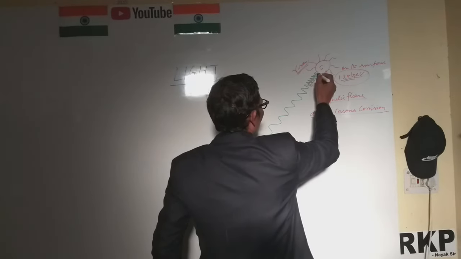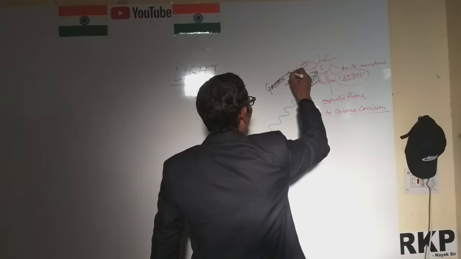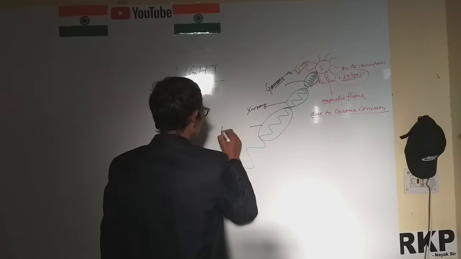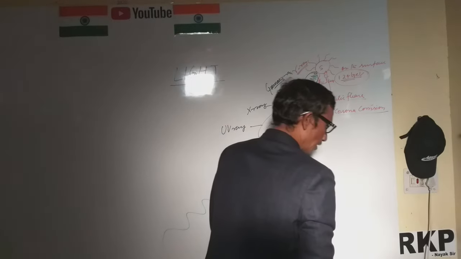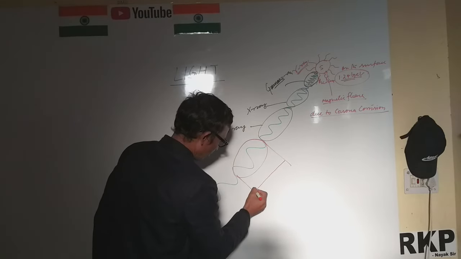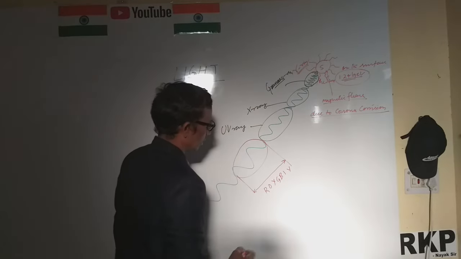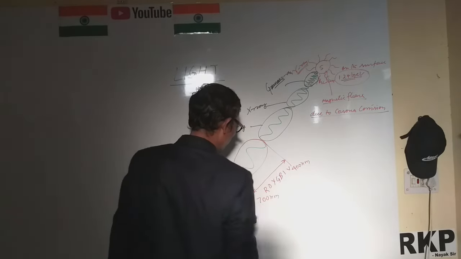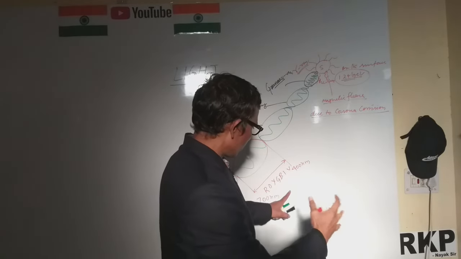There is a part, this is the gamma ray portion, and this is the X-ray, and this is the UV ray, ultraviolet ray. Suppose this is the VIBGYOR, the visible region. It is violet at 400 nanometer and red at 700 nanometer. And now we present here the sunlight and we get the bright light on this board.